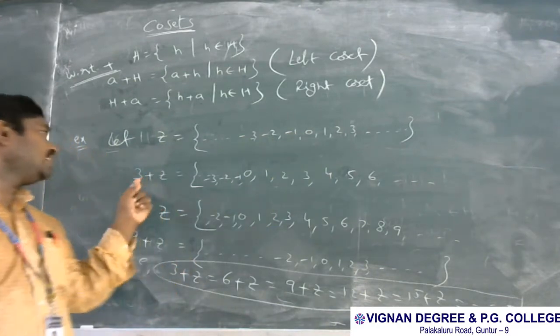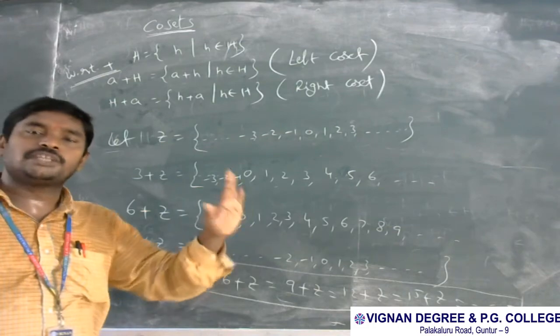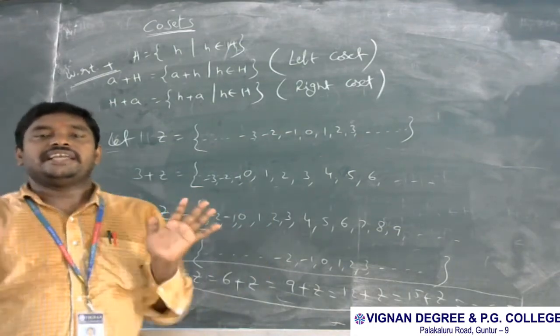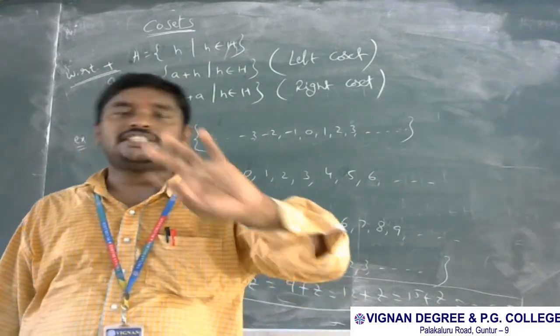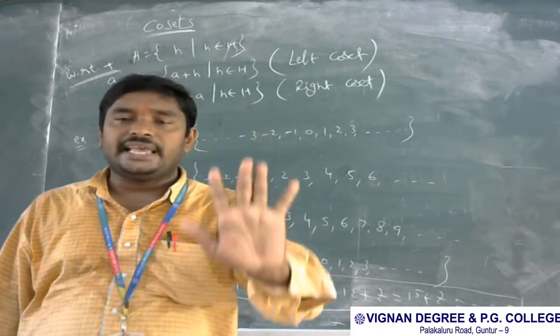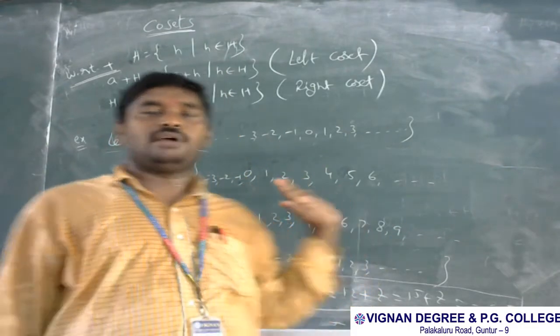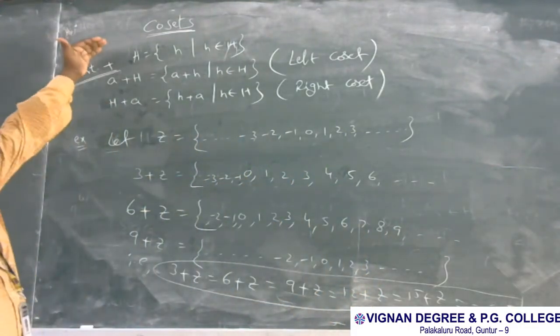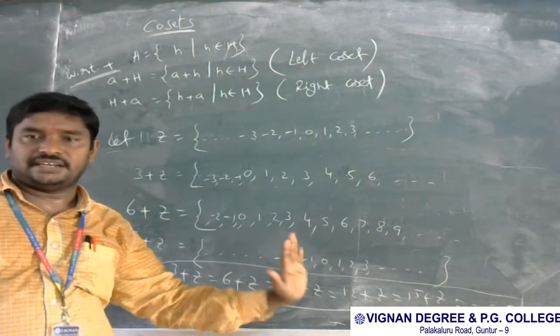So why can you answer 3 plus Z? If I add Z plus 3, what do you observe? Both must be equal. With respect to addition, 3 plus Z or Z plus 3, both must be equal. Okay, friends, both must be equal. So this is called cosets introduction with respect to addition.